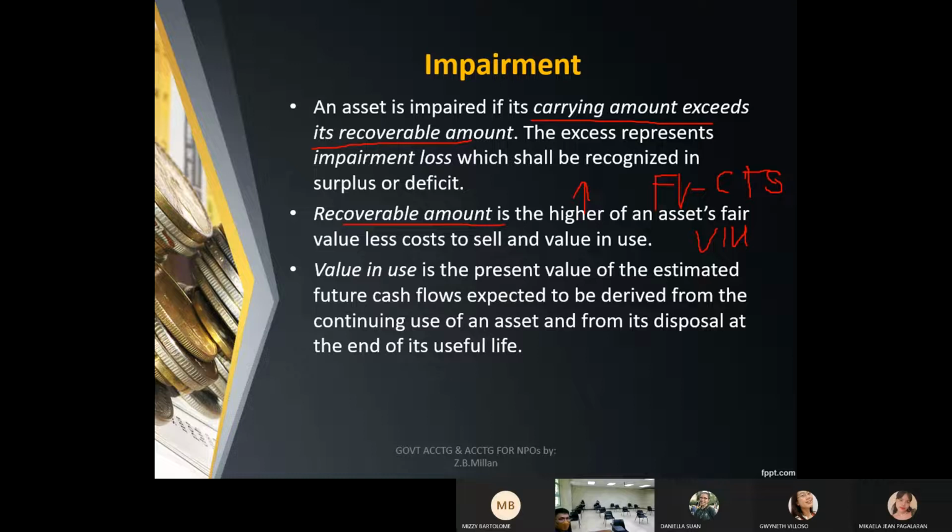Okay? Ayan. So ito pala, dinefine din, ano ba yung value in use? Present value lang yan, no? No estimated future cash flows expected to be derived from the continuing use of an asset and from its disposal at the end of its useful life.